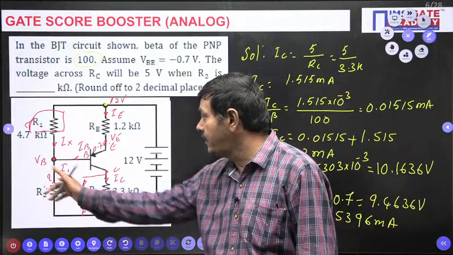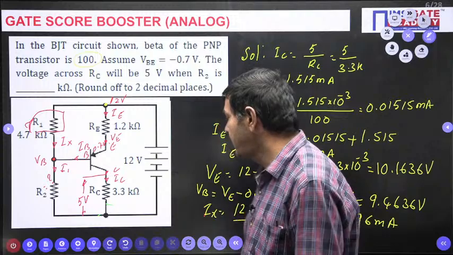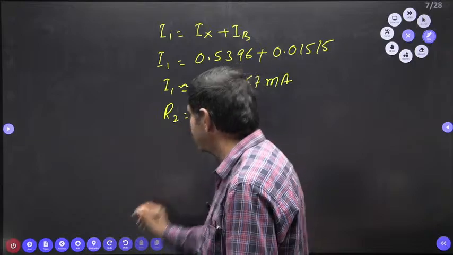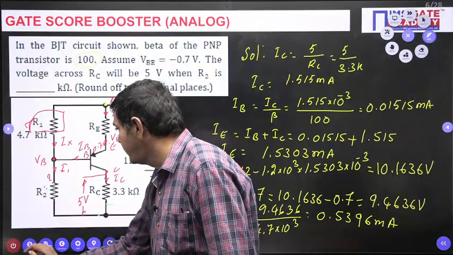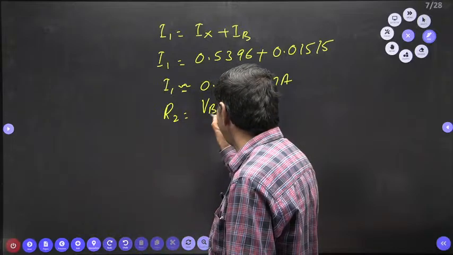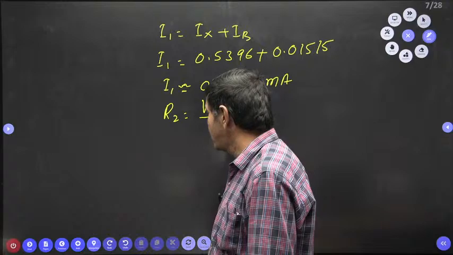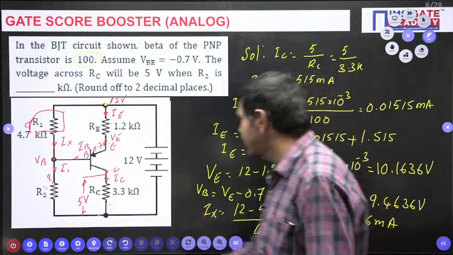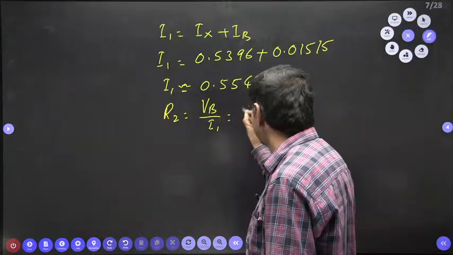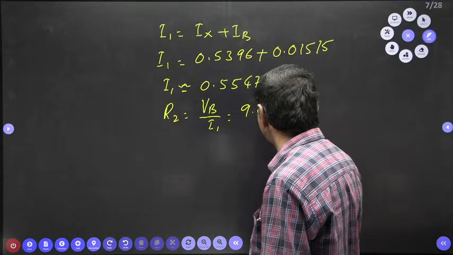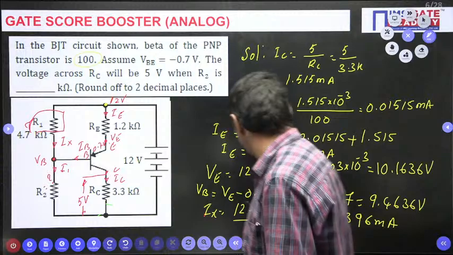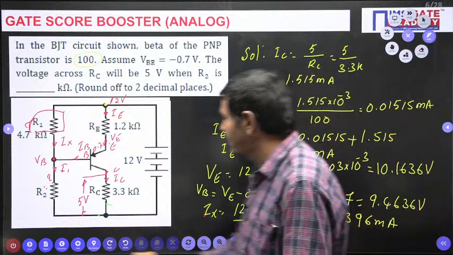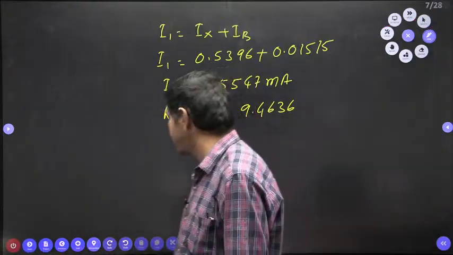The R2 value is required. VB by I1 can give the R2 value. The base voltage VB value we already got. What is the VB value we already have? It is 9.4636. Correct or not? 9.4636 only. Next, what is required now?